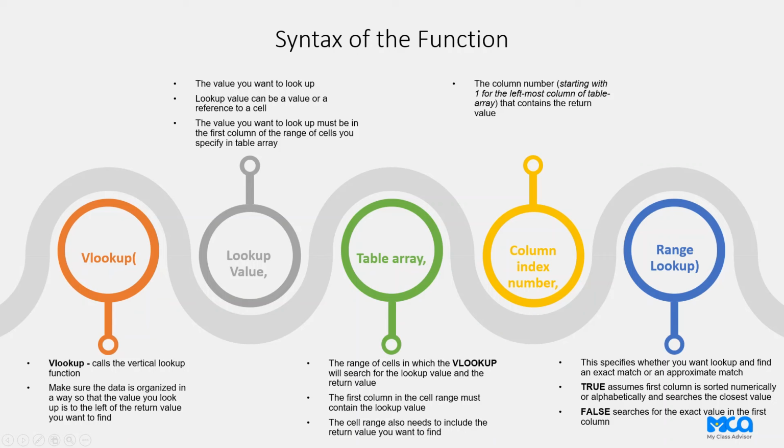Finally, there is range lookup. This specifies whether you want to look up and find an exact match or an approximate match. This value is in the form of a boolean. A boolean means whether the value is true or false. In the case of a true value, it assumes that the first column is sorted either numerically or alphabetically and then searches the closest value attached to it. In case you want to find an exact match, always include the boolean value to be as false.